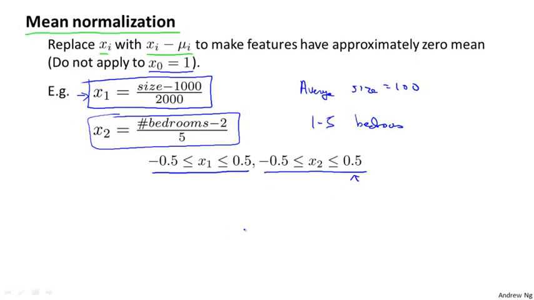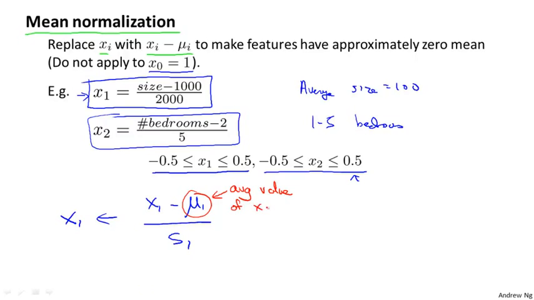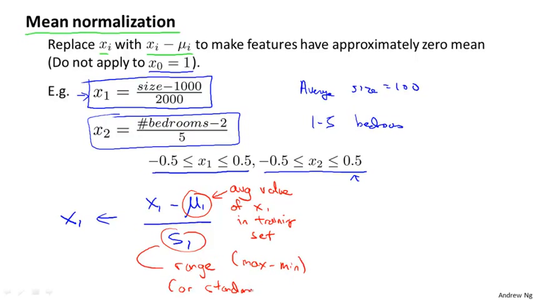And the more general rule is that you might take a feature x1 and replace it with x1 minus mu1 over s1, where to define these terms, mu1 is the average value of x1 in the training set, and s1 is the range of values of that feature. And by range I mean, let's say, the maximum value minus the minimum value. Or for those of you that know what the standard deviation of a variable is, setting s1 to be the standard deviation of the variable would be fine too. But taking this max minus min would be fine.